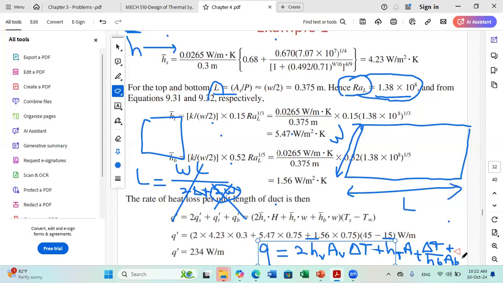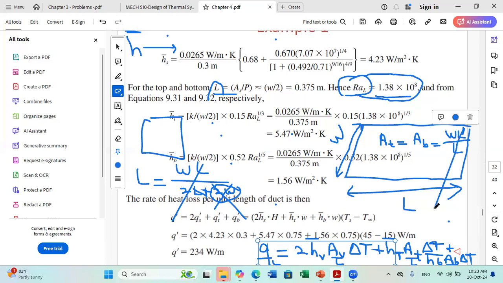But since they want us to find per unit length, Q prime, you know that Q prime is Q over L. Okay, so it's A vertical over L, A top over L, and A bottom over L. For example, if you take the top, what is area top and area bottom? Area top equals area bottom, equals W times L. And when you divide by L, L will cancel out.